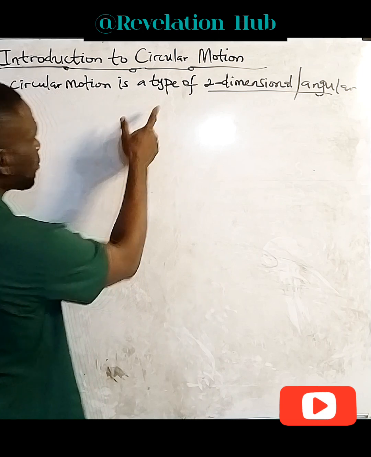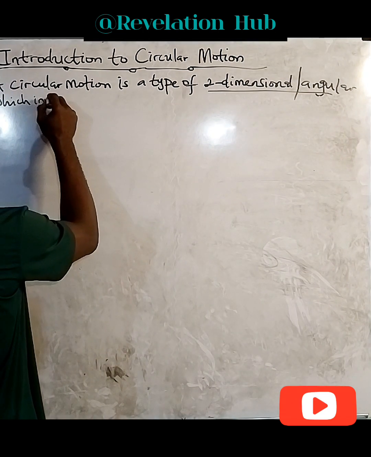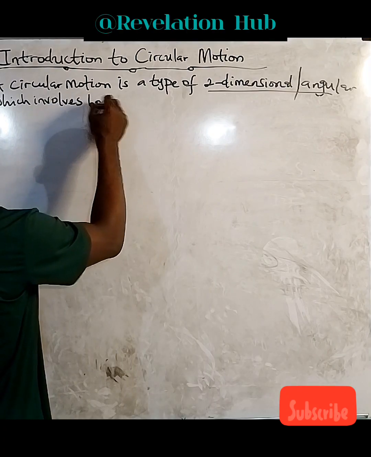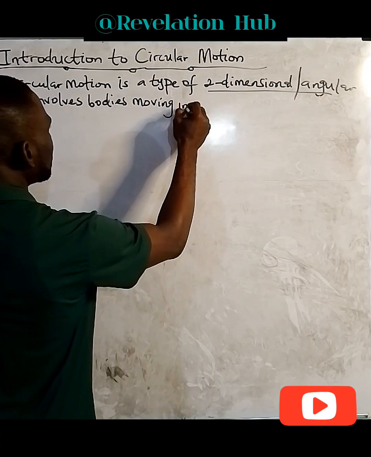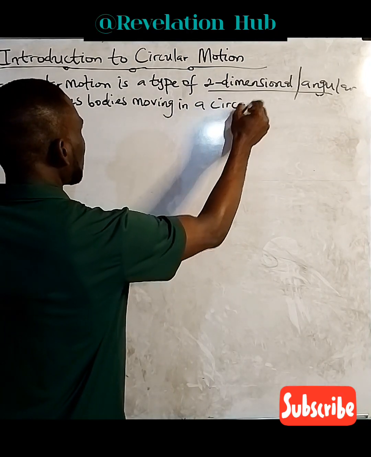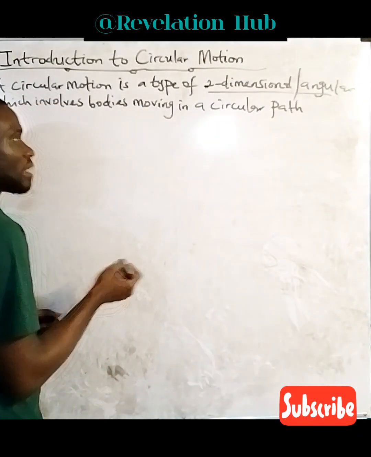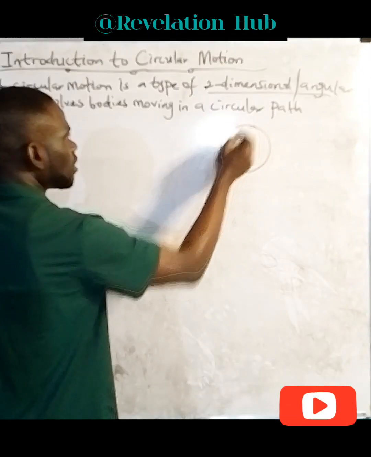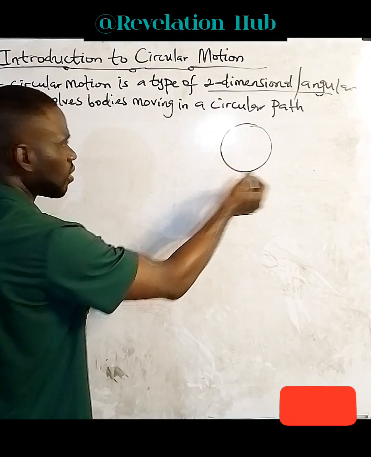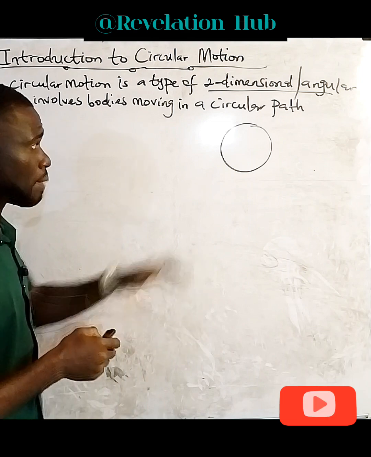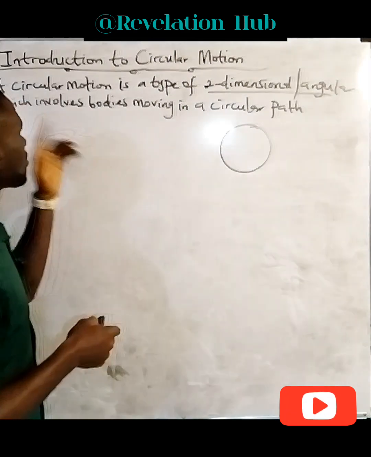So it's a type of two-dimensional motion which involves bodies moving in a circular path. Now we all know what a circle is. When we talk about a circle, this is what a circle is. So when we have bodies moving in a circular path, either about an axis or when we have a body moving in a circular path, we can say that body is undergoing what we call circular motion.